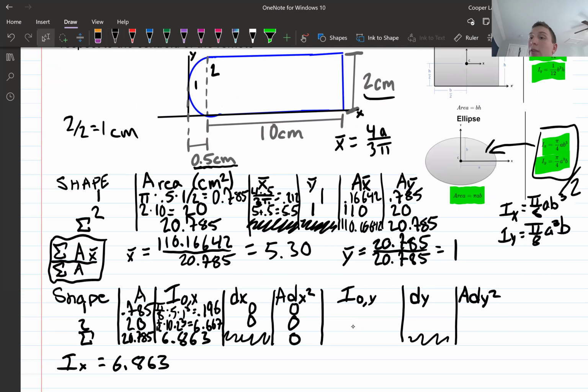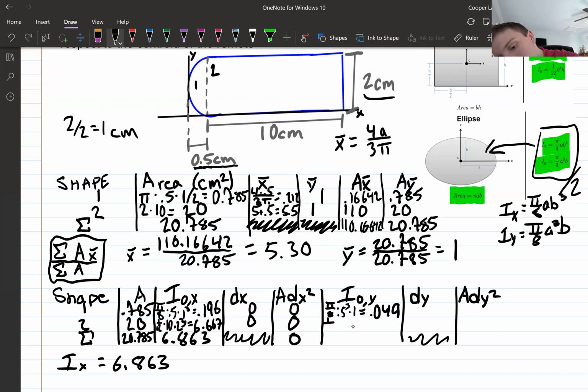Now we're going to be doing something pretty similar to what we just did for the x, but this time using just the y direction. So when I calculate I out for that, I'm still doing pi divided by 8 times alpha cubed times beta. We know beta to be 1, and we know alpha to be 0.5 cubed. So when we do this out, this is going to equal about 0.049.